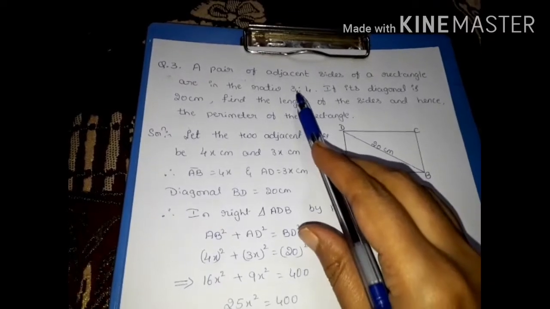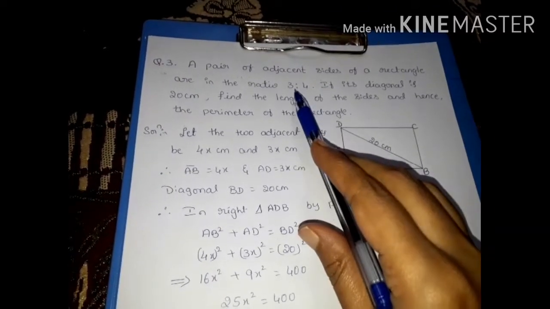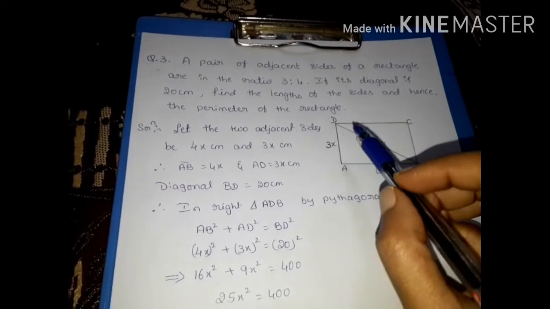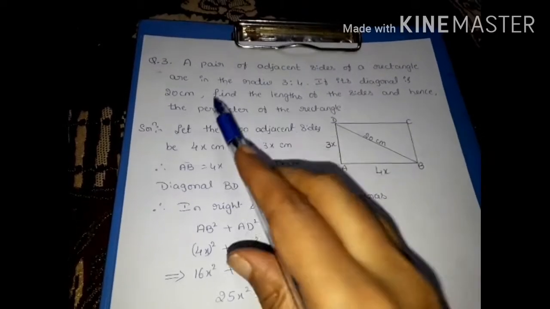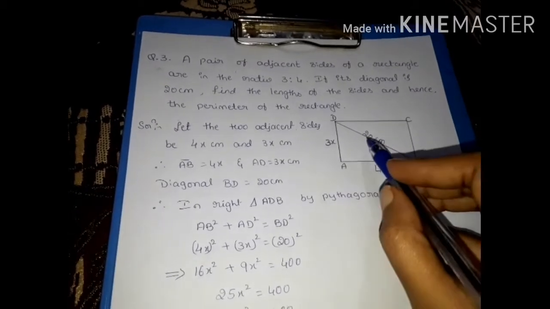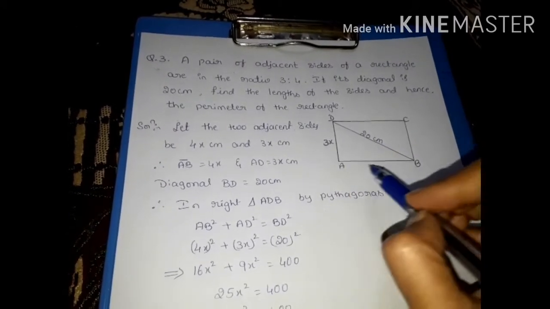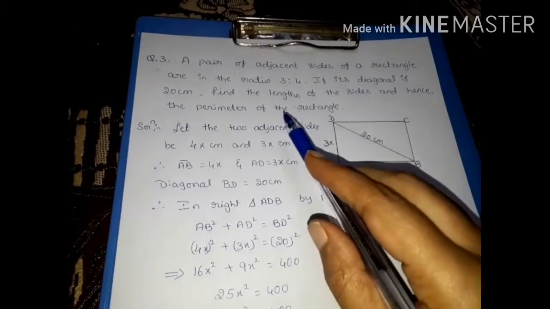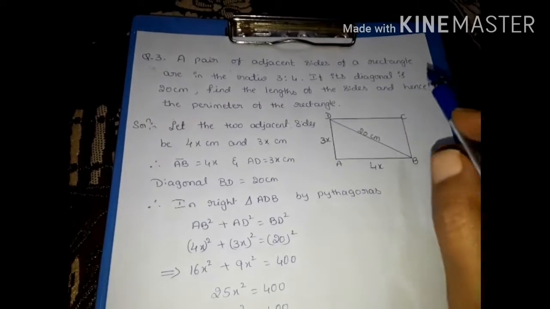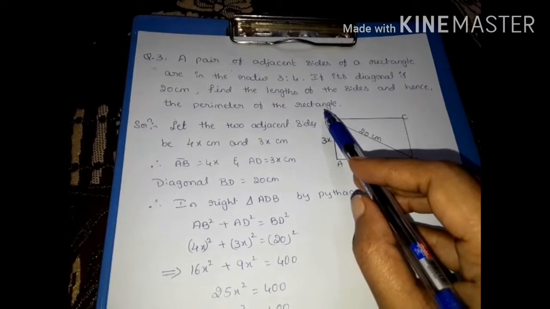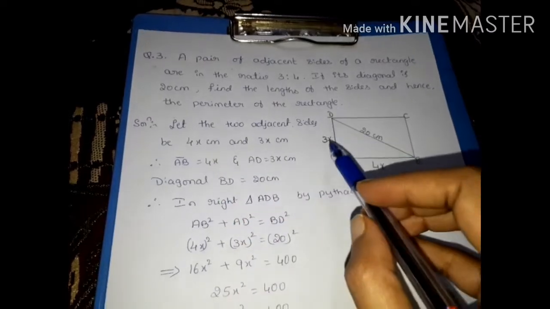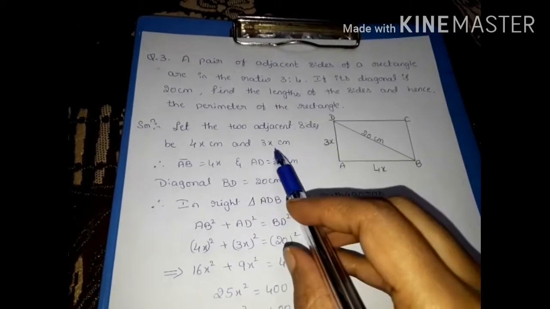So you have to consider 3x and 4x as the adjacent sides of a rectangle. Then AB is 4x and AD is 3x. And also the diagonal BD is given as 20 centimeter. By using all these parameters, you have to find the length of the sides, nothing but length and breadth, and also the perimeter of the rectangle.